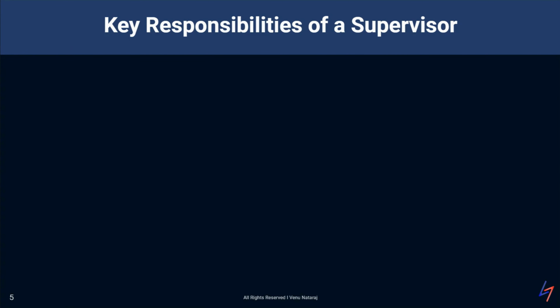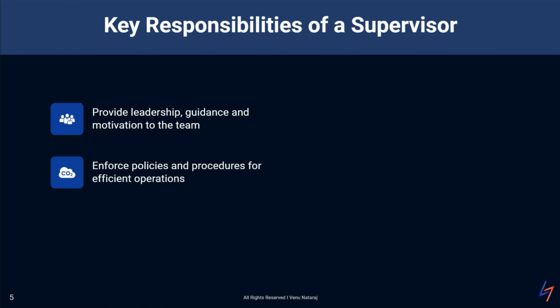Key responsibilities of a supervisor. Supervisors provide leadership, guidance, and motivation to their teams. They ensure that the work is being done efficiently and effectively, while also fostering a positive work culture. In addition, supervisors are also responsible for the training and development of the team members to help them reach their full potential. They enforce policies and procedures for efficient operations.